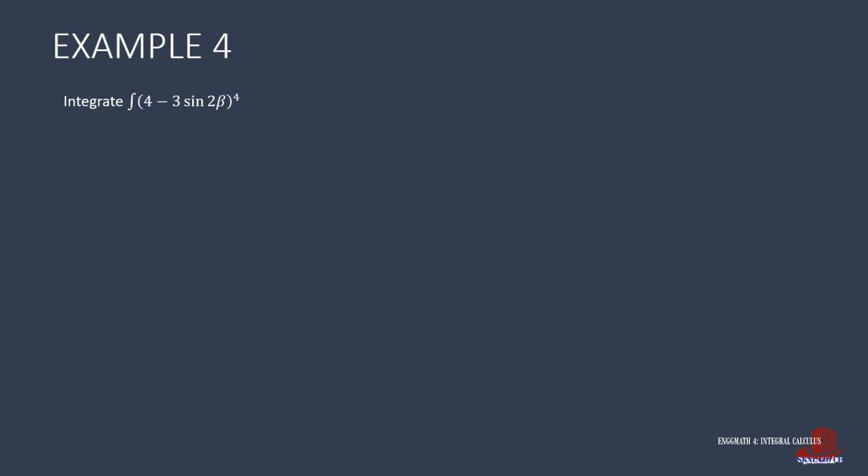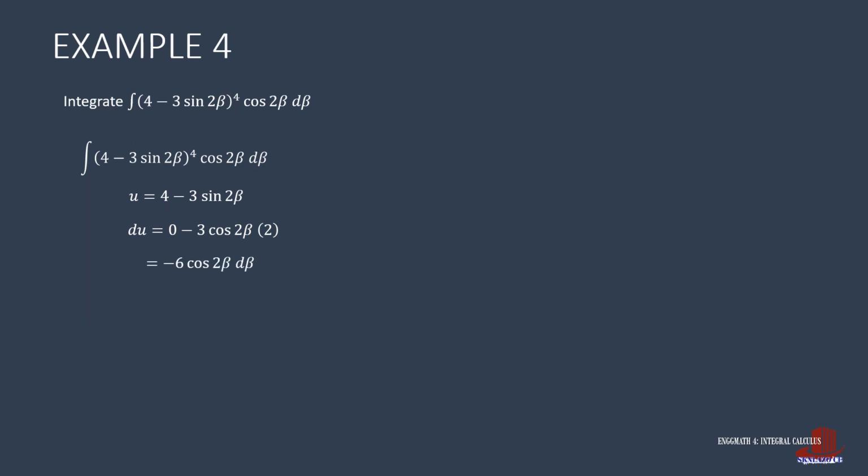The next example is the integral of the quantity 4 minus 3 sine of 2 beta raised to 4 times cosine of 2 beta d beta. Check the components starting with u as the quantity of 4 minus 3 sine of 2 beta. The derivative of u becomes 0 minus 3 cosine of 2 beta times 2, which is simplified as negative 6 cosine of 2 beta d beta, and also n is 4.